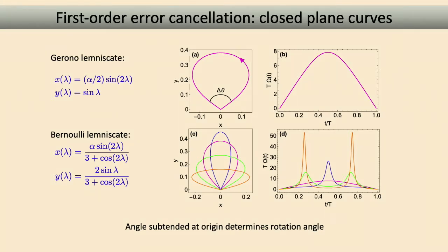So here I start at the origin. As time progresses, I trace out some curve here, and then I just come back to the origin. I could draw any closed curve I like. I'm basically drawing the error on my qubit. So if it comes back to zero, I'm guaranteeing that the error is going to be zero at the end.